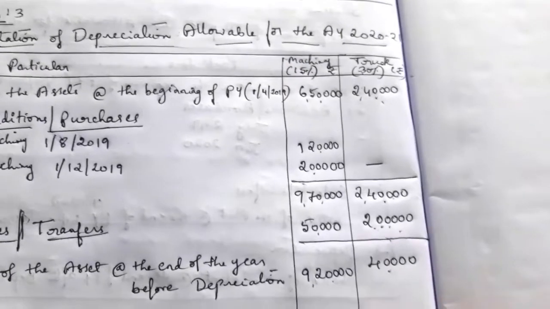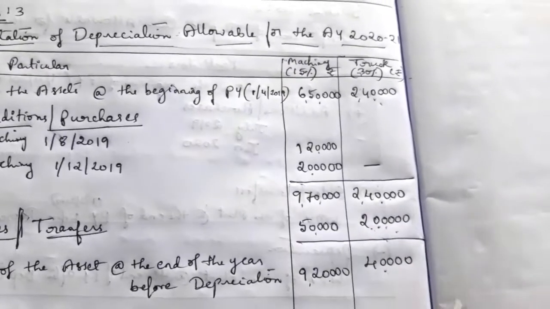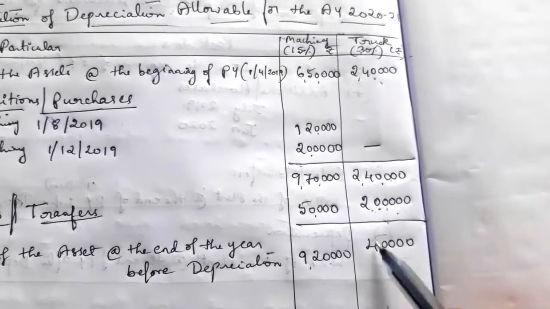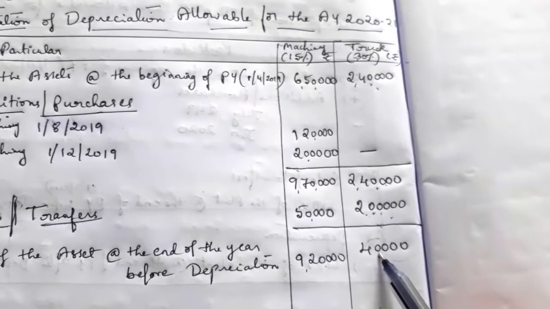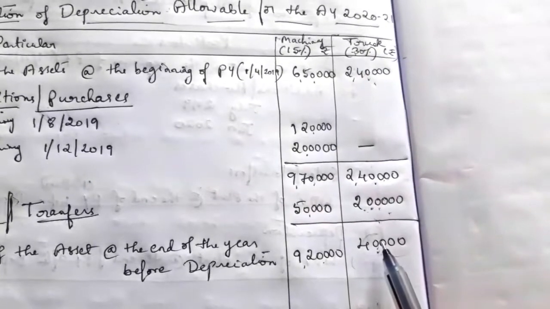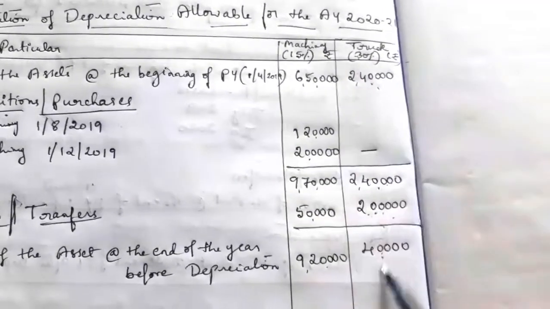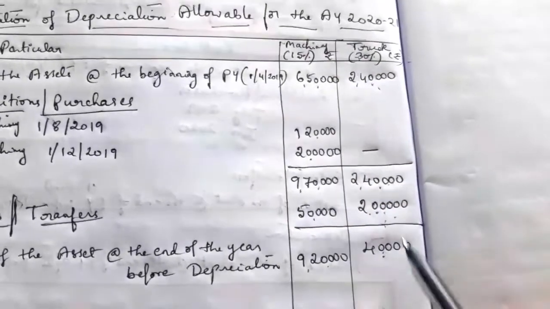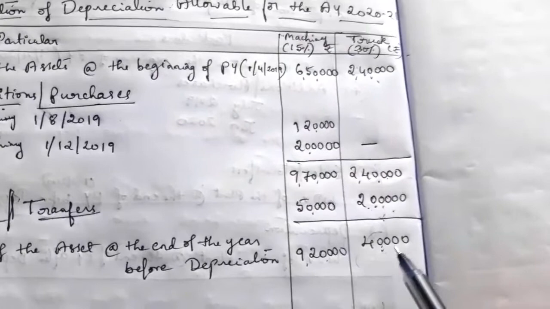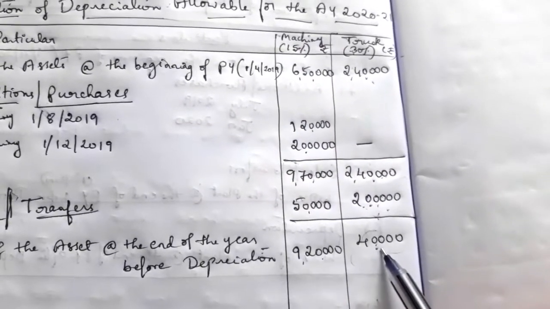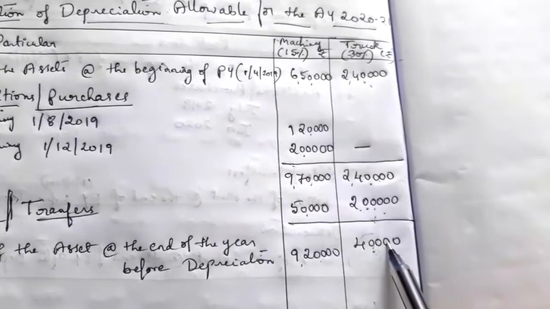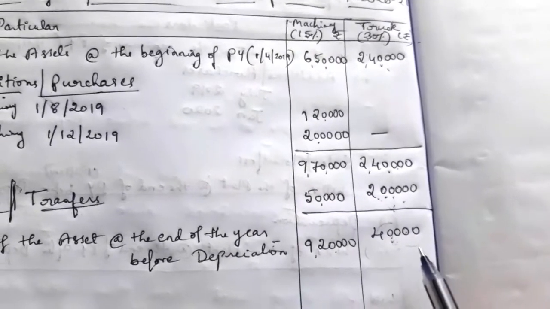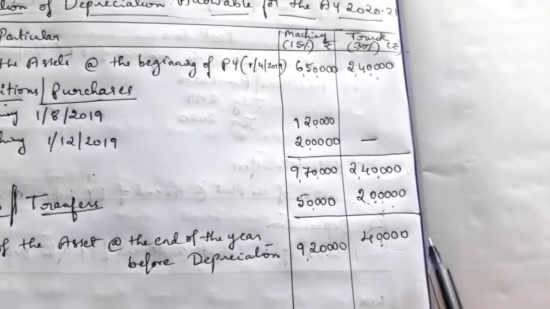So here, when the value of the truck before charging depreciation is positive, but this block does not have any asset because we had one asset and it is sold, this block does not have any other asset. In this case, this positive value is treated as a short term capital loss. So in the case of the truck, no depreciation is charged.